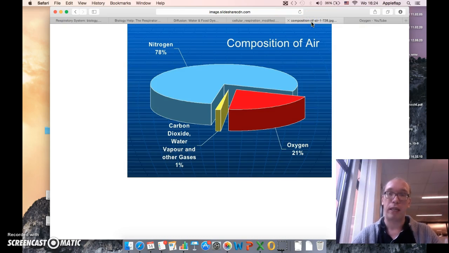Right. This is the composition of air. And so the air around you is not only oxygen. Only 21% of it is oxygen. This 1% is carbon dioxide, water vapor and other gases, it says. Carbon dioxide is only 0.04%. So that's only a tiny little bit.